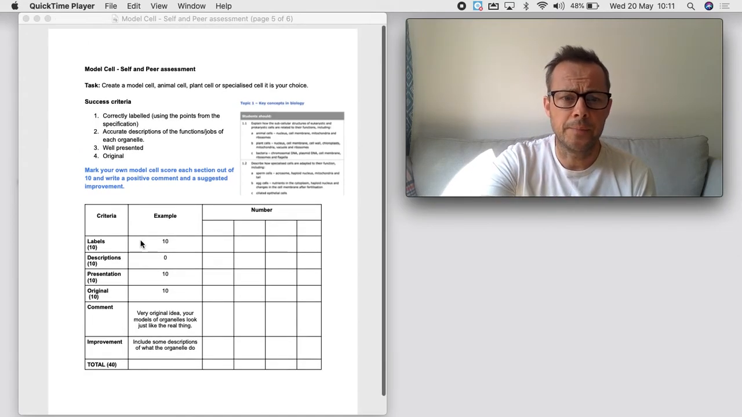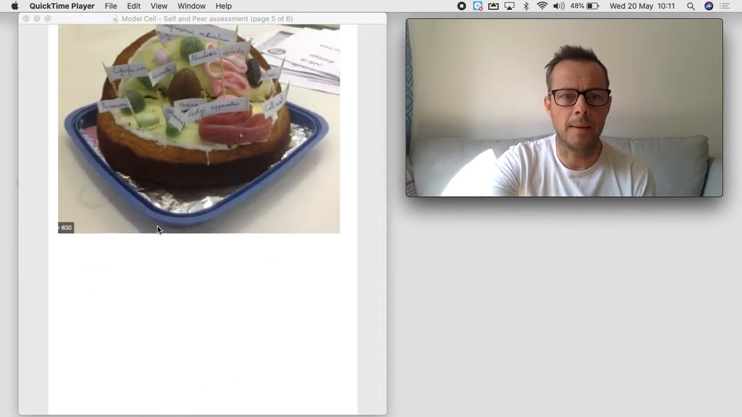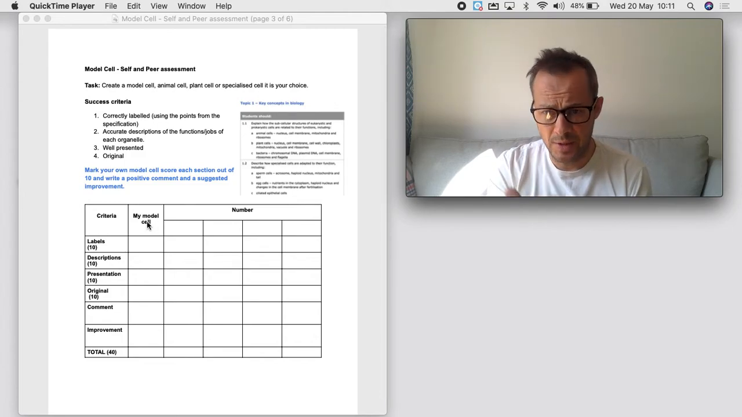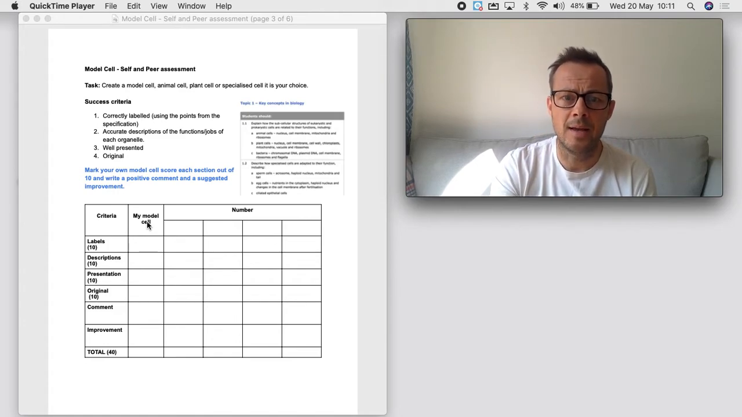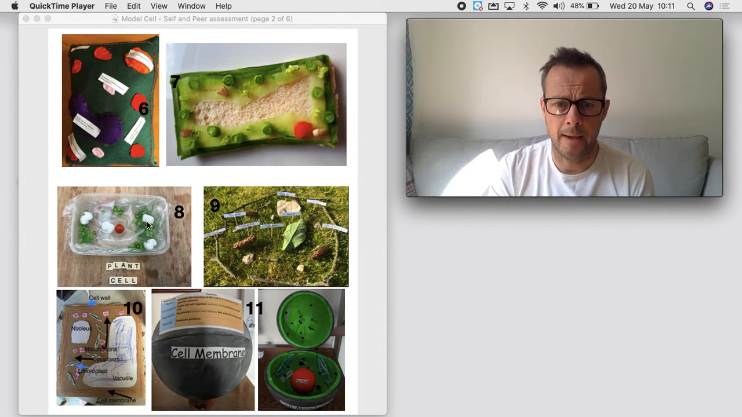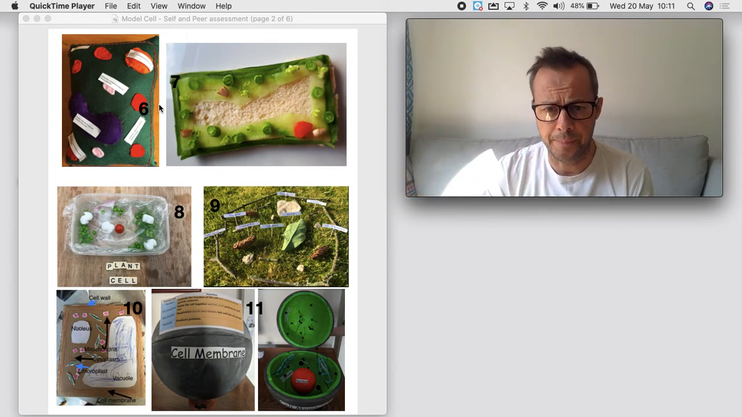What you need to do, going back to your sheet, when my mouse starts working, you do yourself, so self-assess your model and write a comment for yourself and write an improvement for yourself. Then, from this sheet, which will be attached to today's assignment, pick out 4 and go through the assessment process for those 4. You can see on each one I've written a number, so you can use those numbers to show which one you've done.